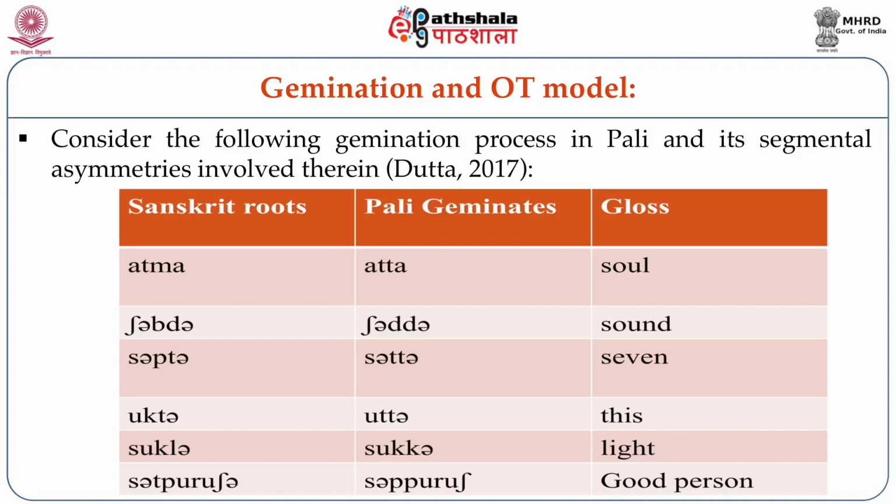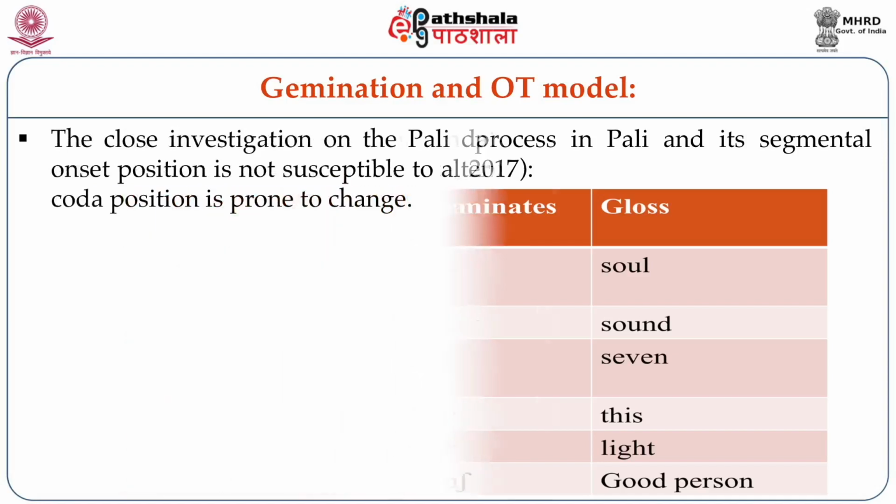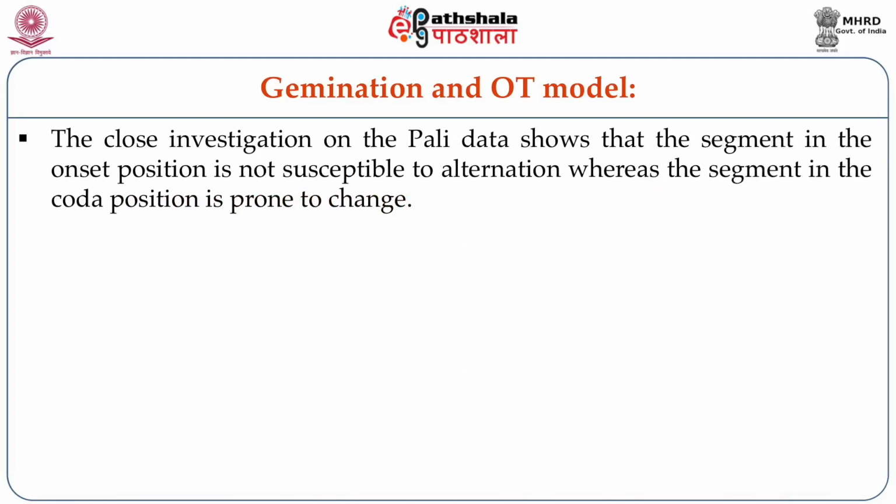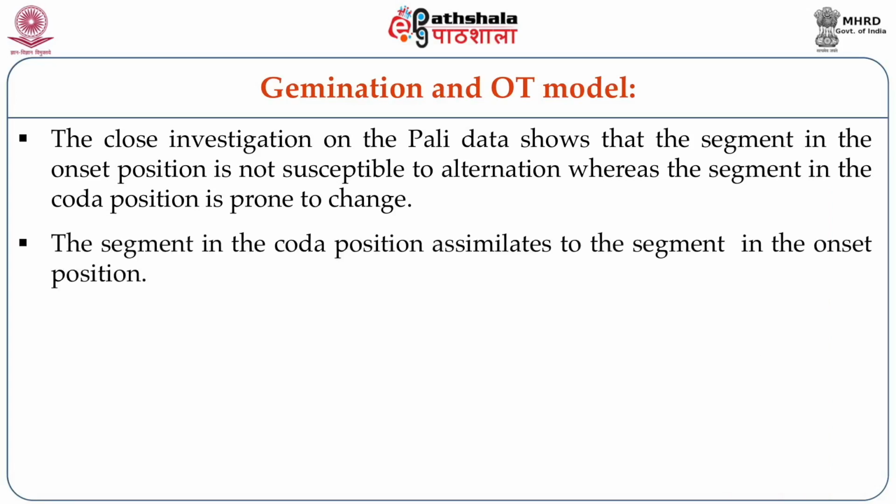You can see here Atma turns into Atta, Shabda turns into Sadda, Shabda turns into Satta, Ukta, Utta, Shukla, Sukla, Sukka, Satpurusha, Shapurusha. So a close investigation of the Pali data shows that the segment in the onset position is not susceptible to alternation, whereas the segment in the coda position is prone to change. The segment in the coda position assimilates to the segment in the onset position.